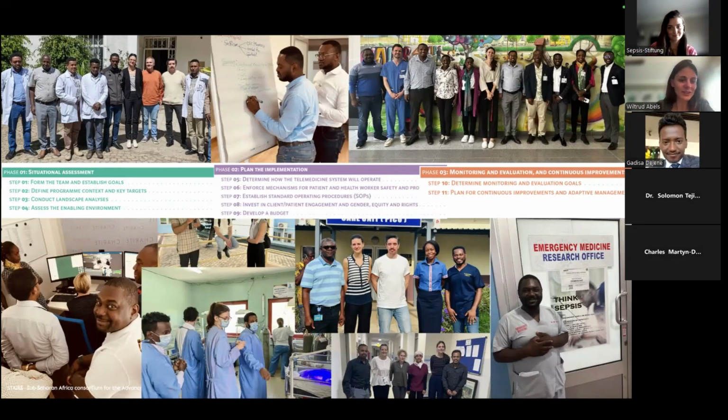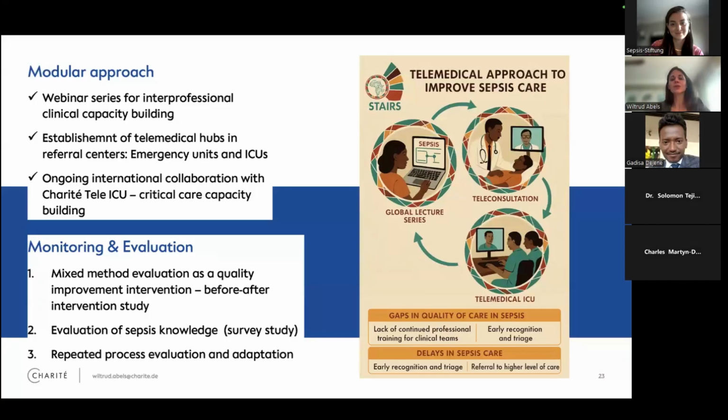who are the teams, the local champions. With whom we got together also in a workshop in Berlin and established our goals, determined how our telemedical system then will operate, picked the platform that we're going to be using, and defined standard operating procedures. And last but not least, came up with a monitoring and evaluation approach to see whether or not our telemedicine approach really works.